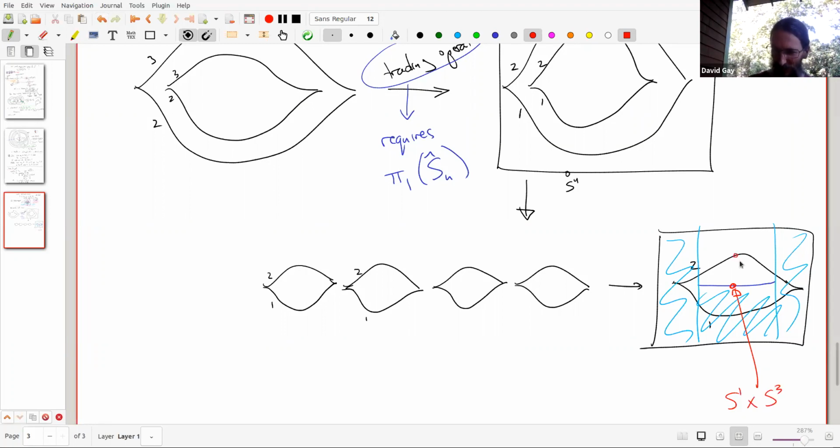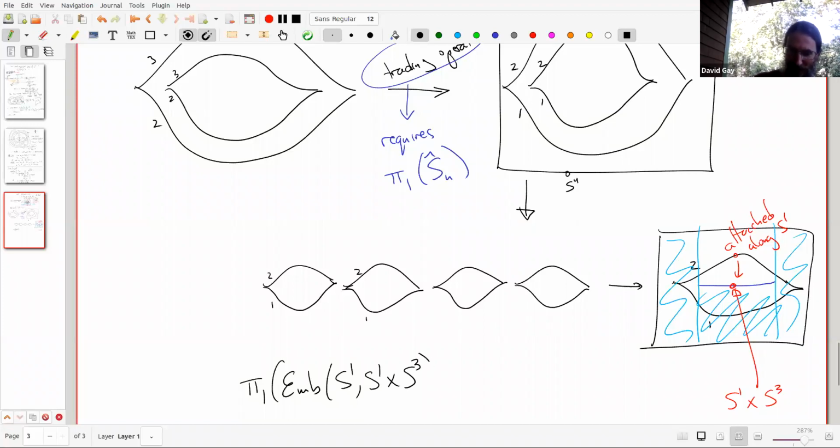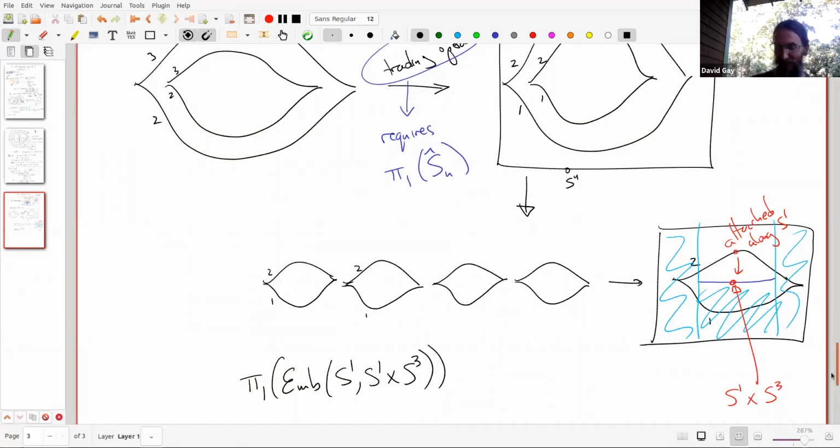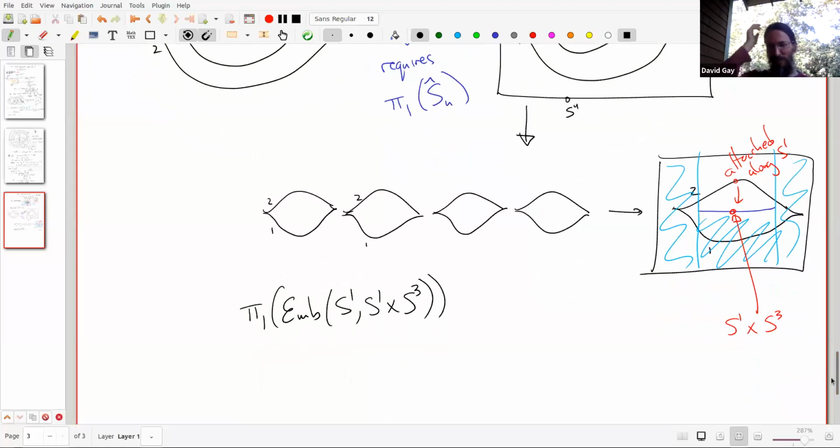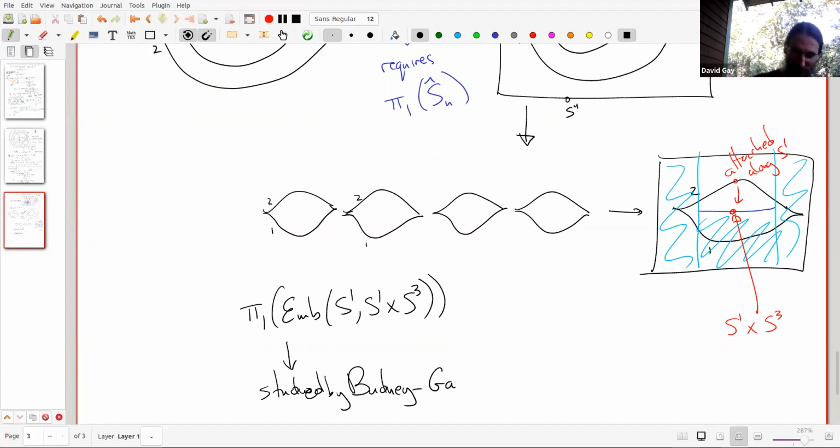And then the 2 handle is attached along a circle. So everything becomes governed by an element of pi 1 of the embeddings of S1 into S1 cross S3, rather than the embeddings of lots of S2s into lots of S2 cross S2s. So that's the extra work there. And then this was studied and explicitly understood by Budney and Gabai. They gave explicit generators for this.